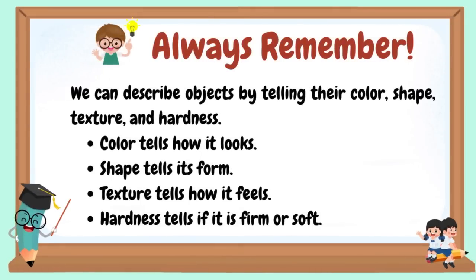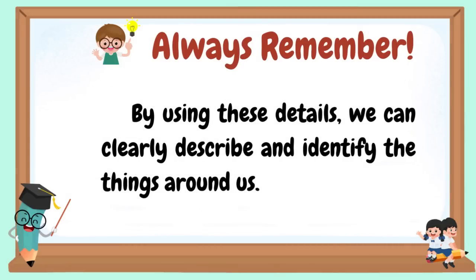Always remember, we can describe objects by telling their color, shape, texture, and hardness. Color tells how it looks, shape tells its form, texture tells how it feels, hardness tells if it is firm or soft. By using these details, we can clearly describe and identify the things around us.